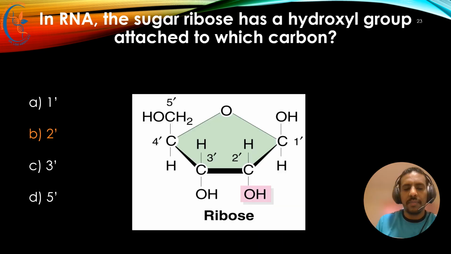All right, the correct answer is 2' carbon. Actually, in RNA, the sugar ribose has the hydroxyl group attached to the 2' carbon, as we see in the image. This hydroxyl group is the key difference between ribose in RNA and deoxyribose in DNA. So the correct answer is option B. All right, let's move on.